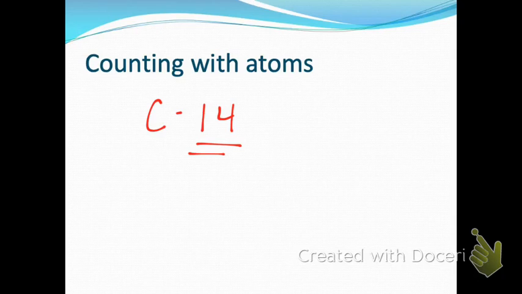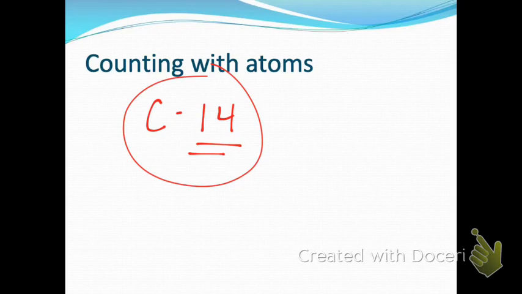Usually carbon has an atomic mass of 12. We're going to get there. That's what this next slide is about. Usually carbon has 6 protons and 6 neutrons. But this version right here would have 6 protons and 8 neutrons because it has a mass of 14. But let's get there now.